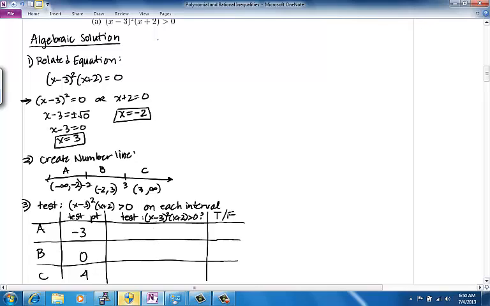And then I'm going to put this x value in and check what becomes of this expression. X minus 3 would be -3 minus 3, so -6 squared. X plus 2 would be -3 plus 2, so -1. And overall, this is negative because I've got 3 negative factors.